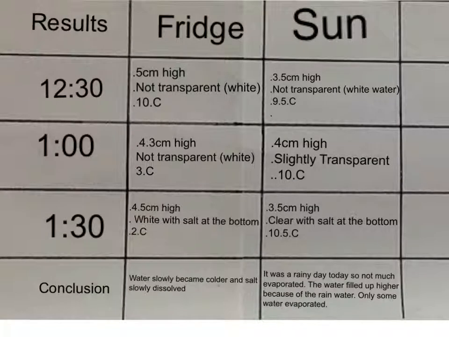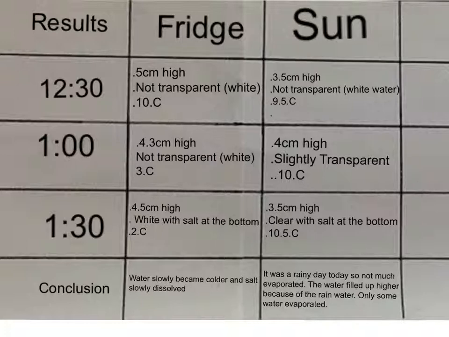Results. Fridge water. At 12:30, it was 5 centimeters high. It was not transparent, it was white, and was 10 degrees Celsius. At 1 o'clock, it was 4.3 centimeters high. It was also not transparent, it was white, and it was 3 degrees Celsius. At 1:30, the fridge water was 4.5 centimeters high. It was white with salt at the bottom and 10 degrees Celsius. Conclusion. The water slowly became colder and the salt slowly dissolved, and at the end, it was at the bottom.